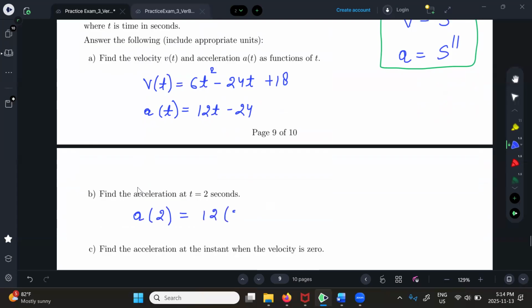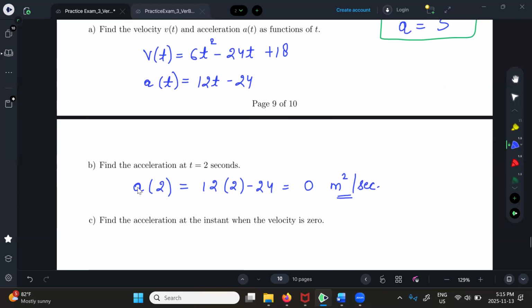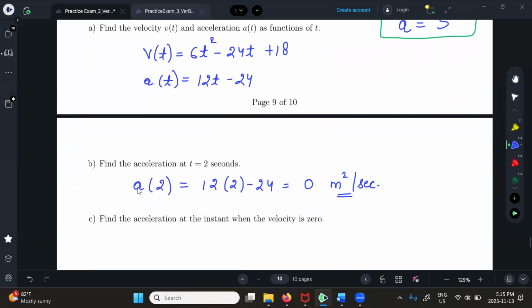So 12 times 2 minus 24 is coming out to be 0. Units, look at the solutions. Make sure you have the correct units, okay, when you solve this again. Find the acceleration at the instant when velocity is 0. Now, velocity is 0 when?